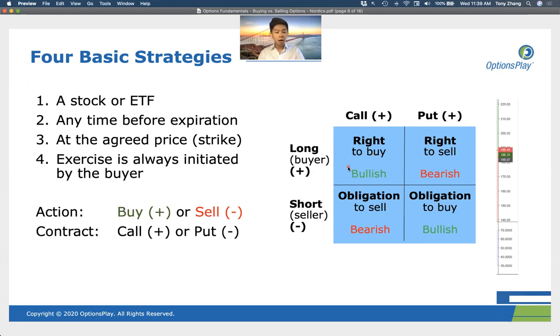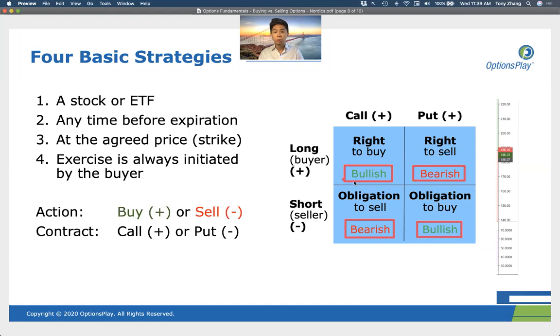When you're buying a call option, this is what we typically call a bullish strategy. And when you buy a put option, this is what we call a bearish strategy. Now, when you sell a call and sell a put, you're basically doing the opposite. So selling a call option is bearish, selling a put option is bullish.